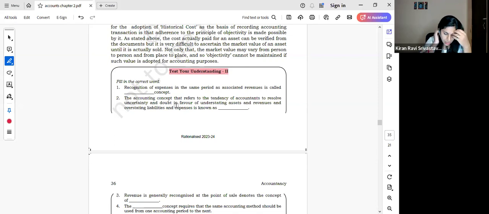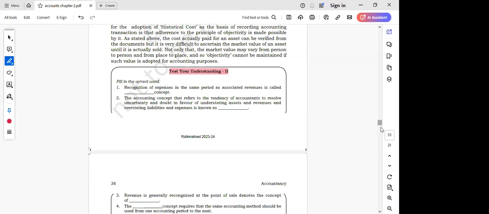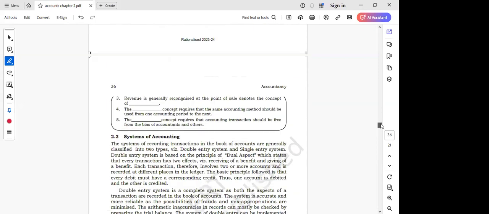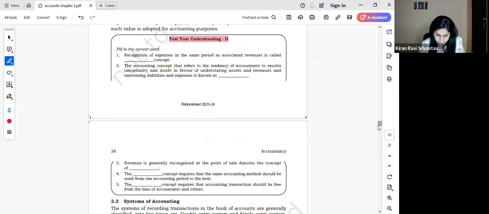Then the second one, the accounting concept that refers to the tendency of accountants to resolve uncertainty and doubt in favor of understating assets and revenues and overstating liabilities is known as dash. Ma'am, I think it is conservative principle. Yes, it is known as conservatism. Very good.